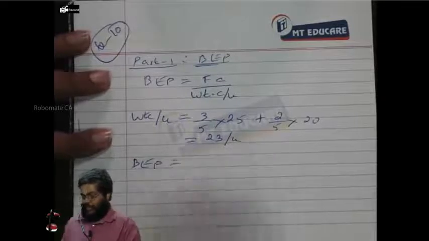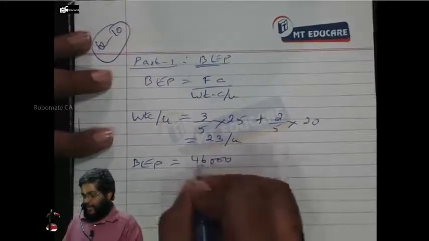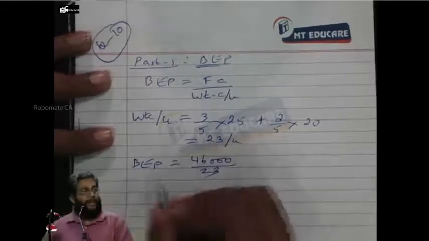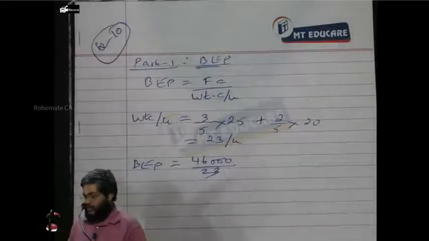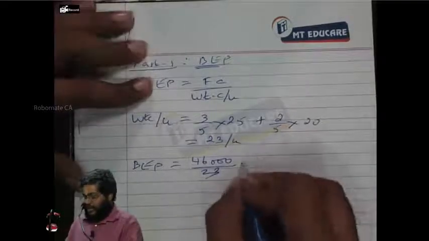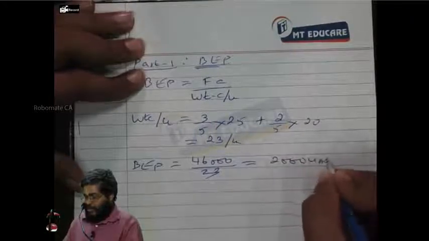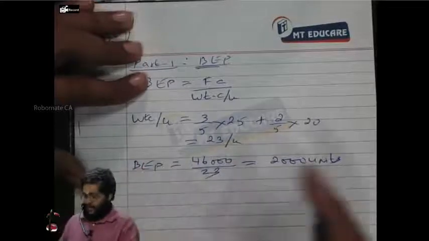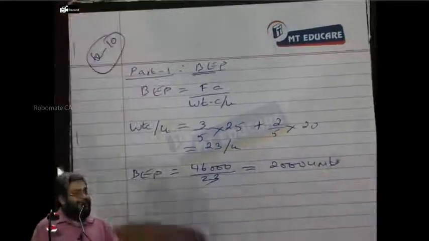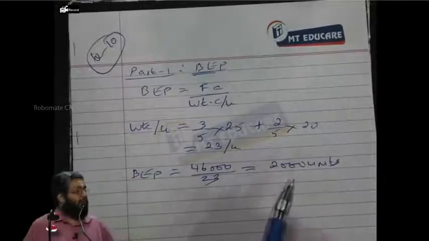Break-even point is equal to, tell me what the fixed costs are. 46,000 divided by 23. Fixed cost by weighted contribution per unit, or not? Break-even point is equal to 46,000 divided by 23. Tell me the number here. 2,000 units. Break-even point is equal to 2,000 units. Answer me. I have to sell how many units? 2,000 units to earn zero profit.